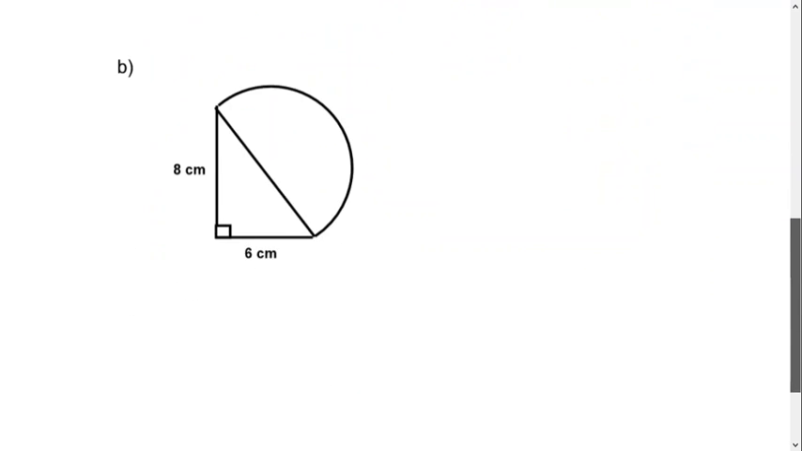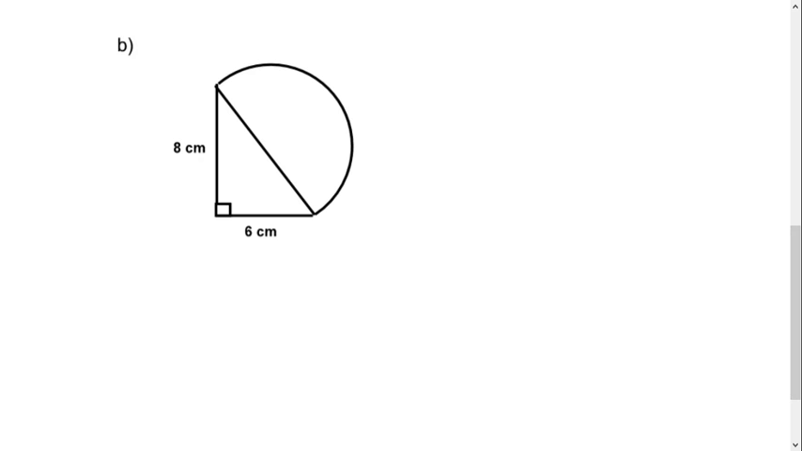My next example involves this shape right here. So again, this is a composite shape that is made up of a right angle triangle and a semicircle, so half a circle. So in order to find the perimeter of this shape, I need to find out what the circumference of this semicircle is. But in order to find the circumference of the semicircle, I need to know the diameter of my circle. And the diameter of the circle is the same as my hypotenuse of the right angle triangle. So I'm going to start by labeling my sides. Across from your right angle is always C. The other two sides are A and B.